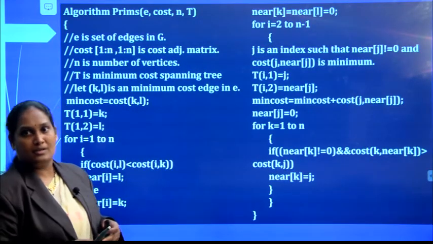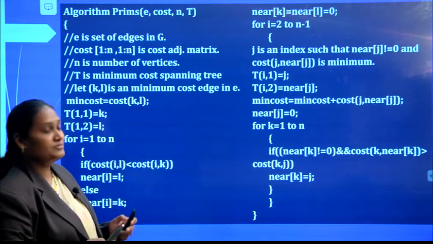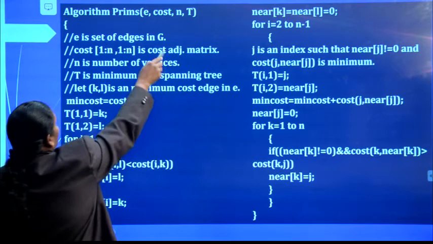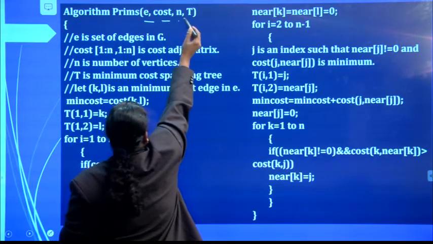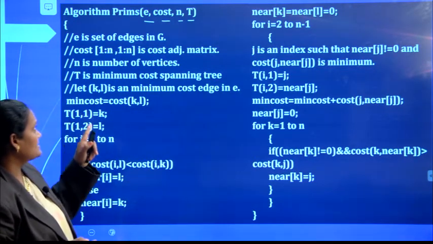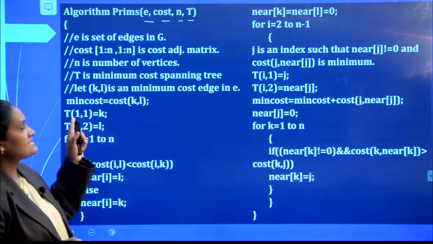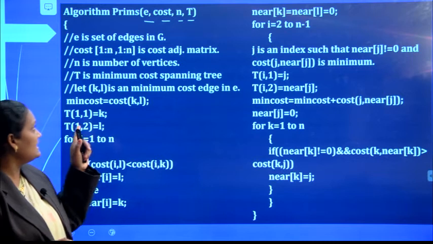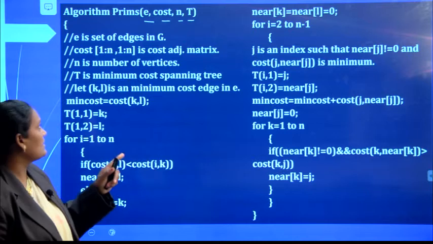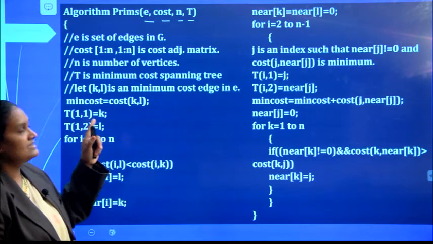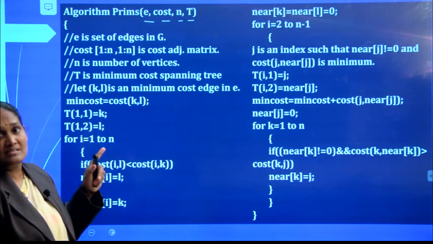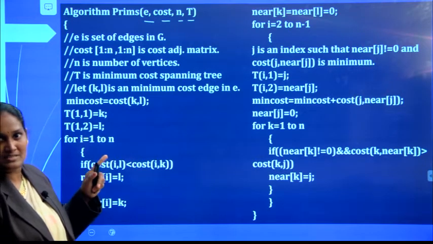See the algorithm for Prim's, the greedy algorithm for Prim's. Let us see here. Algorithm Prim's, here we are taking 4 parameters. What are those 4 parameters? E, cost, N, T. E is the set of edges in G. Cost is the cost adjacency matrix, and N is the number of vertices. T is the minimum cost spanning tree.